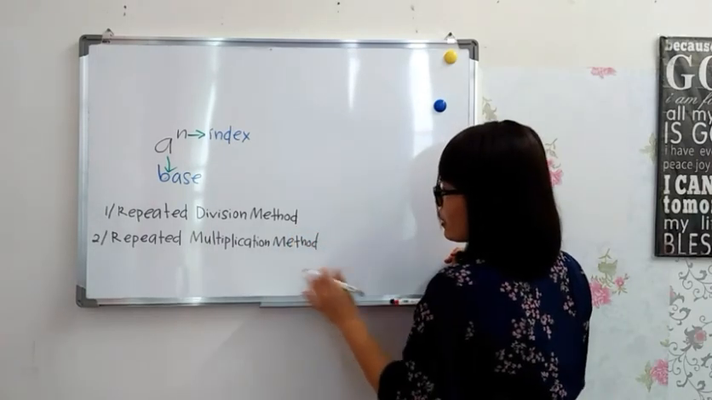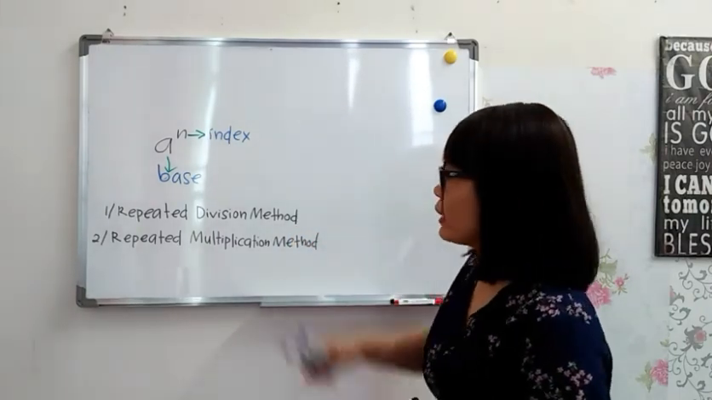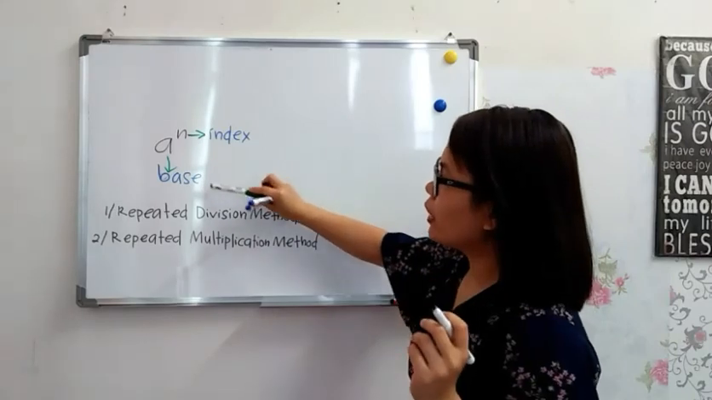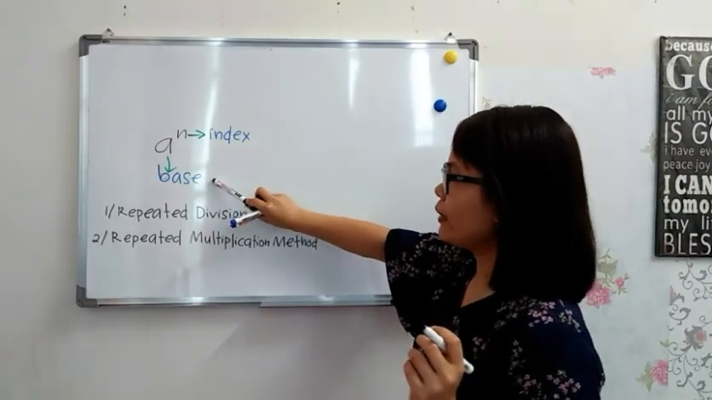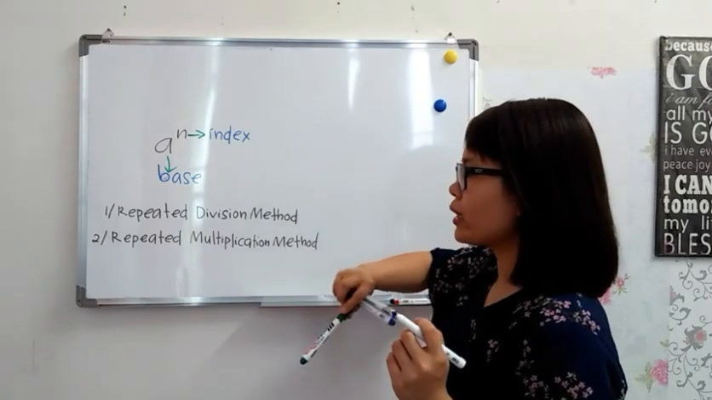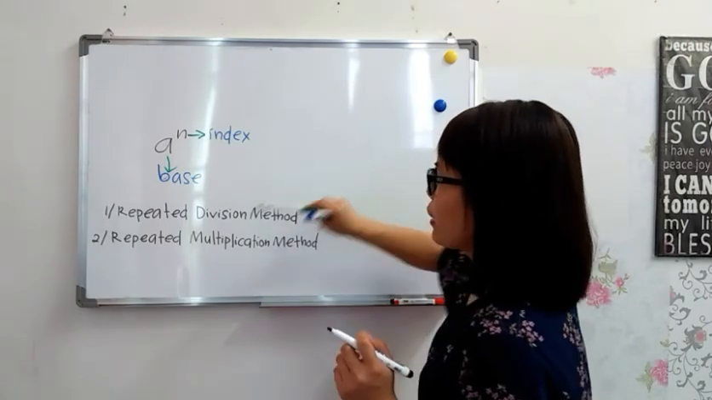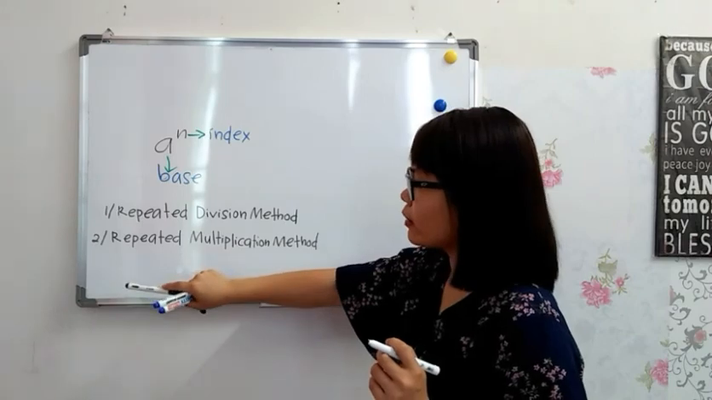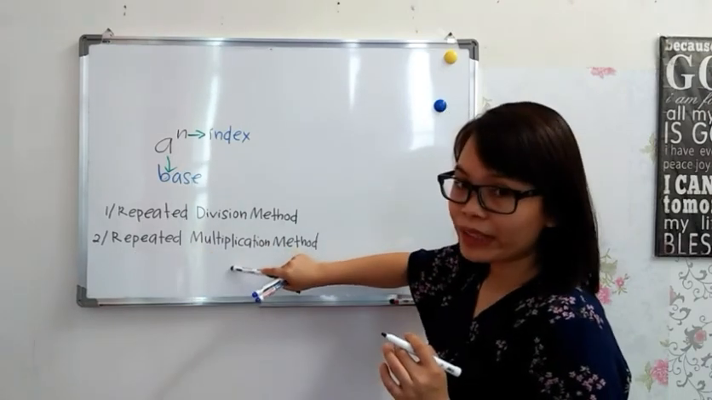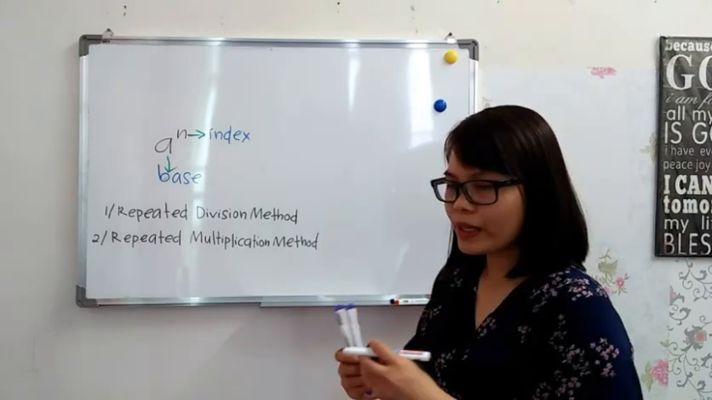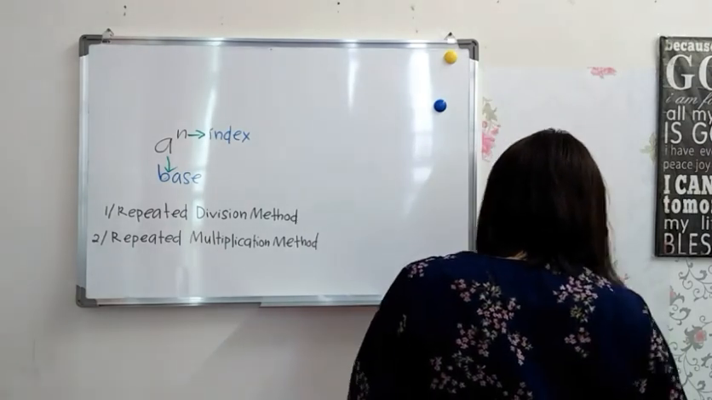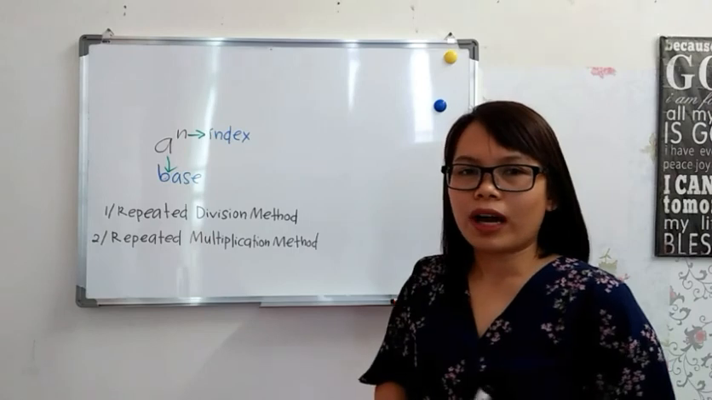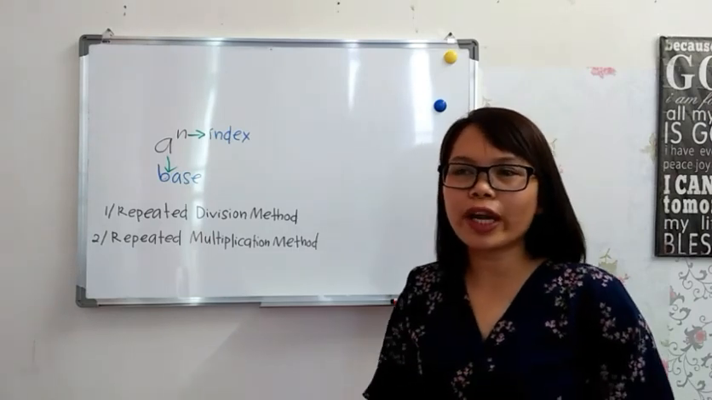So in this lesson, you must remember the index notation is a is the base and n is the index. So the two methods we use in index form are, first, the repeated division method, and then the second method is the repeated multiplication method. So that is our lesson today, and see you in the next video.